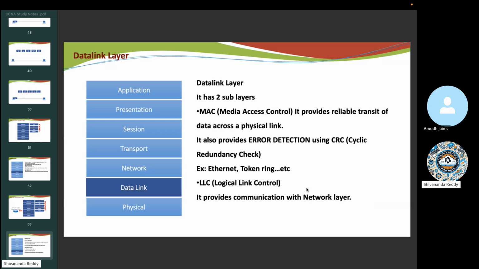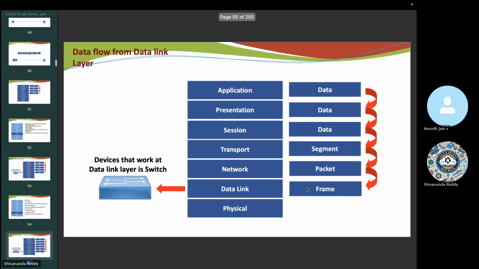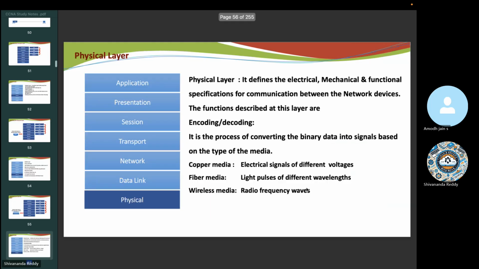Another sublayer is logical link control, LLC. It provides communication with the network layer. That means one is the media access control layer, another one is the LLC layer. The data link layer will use frames to send the data.